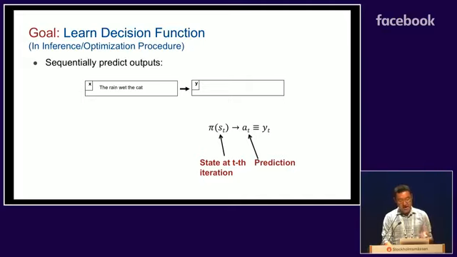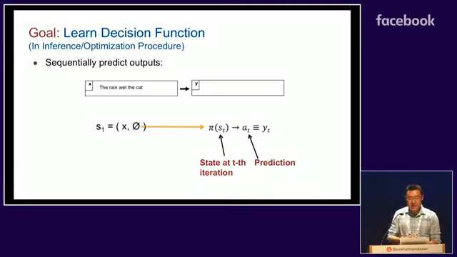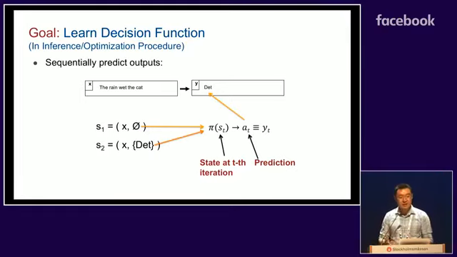So the action is basically predicting an output token. Let's start with the first state, which in this case is represented as the concatenation of the input sentence X and the fact that we haven't predicted anything yet. That gets fed into the policy. The policy predicts a part-of-speech tag. The next state is the concatenation of our input sentence with the fact that we predicted the determiner in the first token. We feed that into our policy. Our policy predicts the next part-of-speech tag. And this process continues.